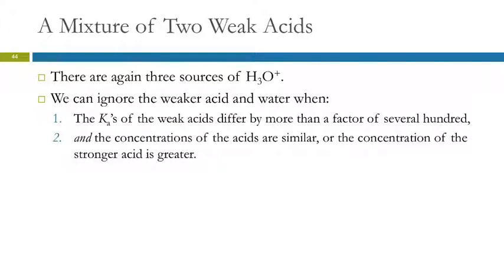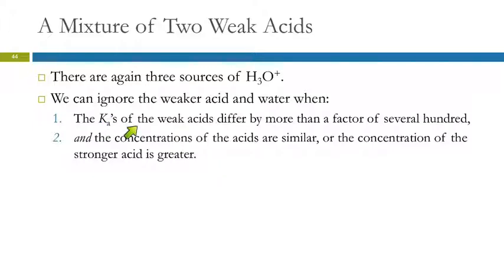So 3 sources. Now we're going to talk about 2 weak acids. We've still got 3 sources, each of the weak acids and the water itself. We can ignore the weaker acid and the water when the Ka's of those weak acids differ by more than a factor of several hundred, and the concentrations of the acids are similar, or the concentration of the stronger acid is greater. I know that's not a super easy list of things to remember.